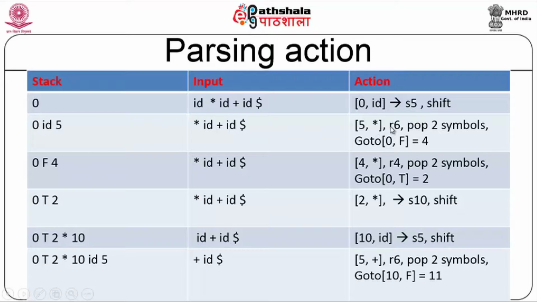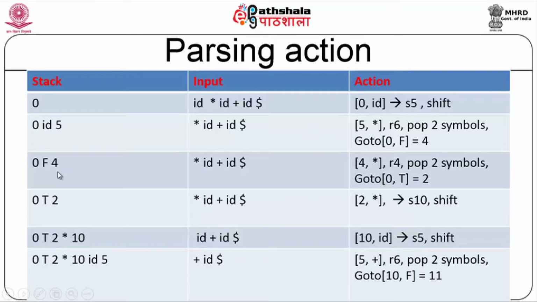So, I have to pop 2 beta symbols. Now what is the R6 production? Basically it is nothing but F produces ID. So length of beta is 1, so 2 beta is 2, so I have to pop 2 symbols from the stack. So I have to pop 5 comma ID from the stack. I have to push the LHS non-terminal, which is F, onto the stack. I compute go to of 0 comma F, which is 4, and I push F4 onto the stack.